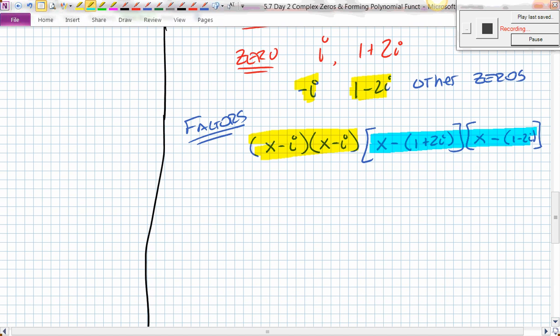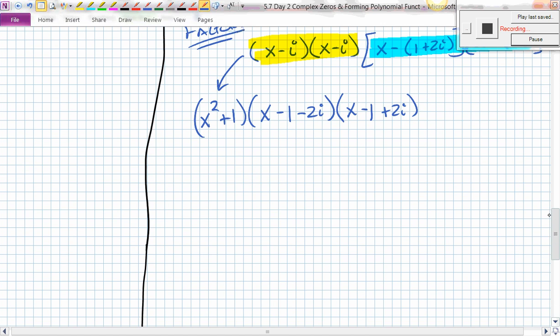Okay, so when I multiply x plus i times x minus i, here's what you get. You get x squared, the minus xi plus xi goes away, and then the minus i squared. So what you end up with is x squared plus 1. When you multiply that, that becomes that. Then I'm going to simplify this, say x minus 1 minus 2i times x minus 1 plus 2i when I distribute that minus sign. So again, here's the blue stuff, becomes this right there.